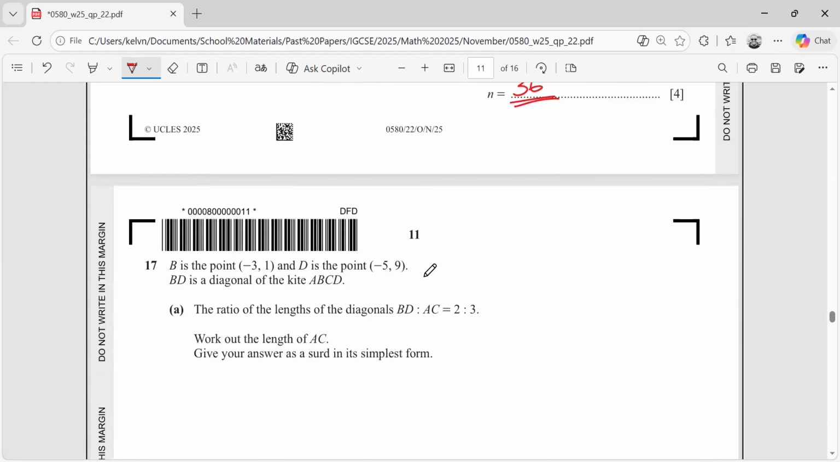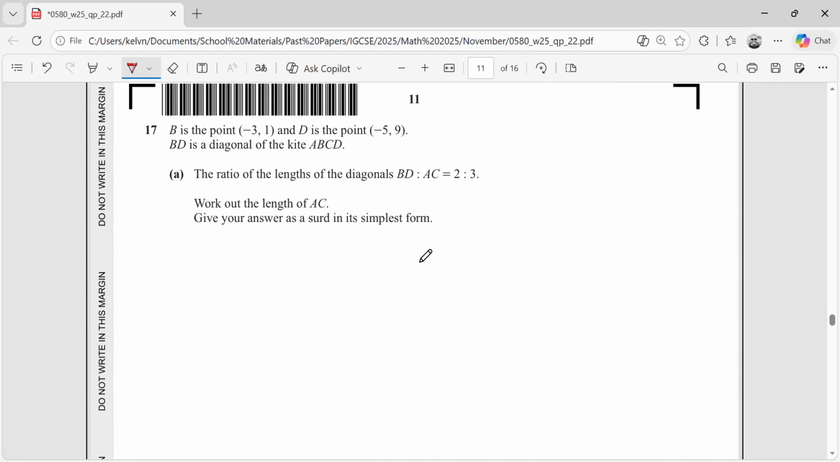Okay, perfect. So let's carry on. Number 17, you're told B is the point (-3, 1), and D is the point (-5, 9). So BD is a diagonal of a kite ABCD. Okay, let's draw a kite. Let's draw a kite here real quick. My drawing is not perfect. I think a kite should look like that.